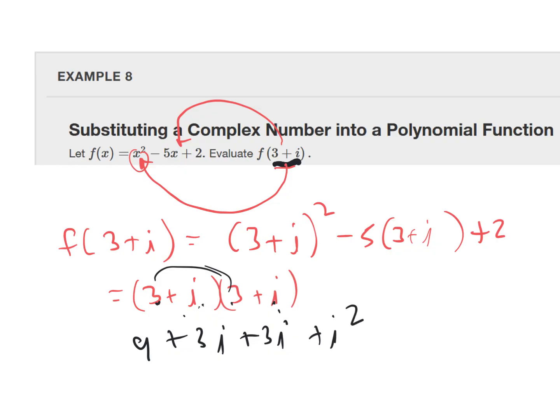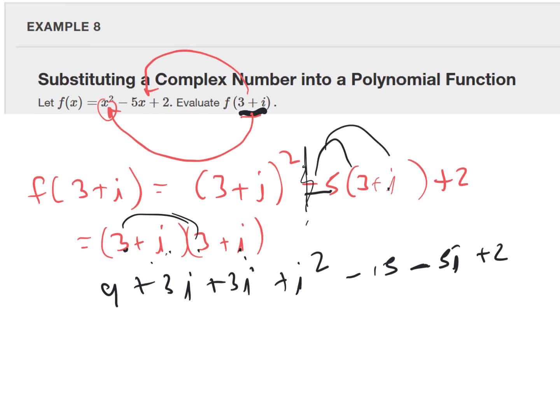Then the next part, I just did all that right up to here. Now I got to distribute this minus 5: 5 times 3 is 15, minus 5 times i is minus 5i. And bring down the plus 2. What a gobbledygook of mess. Here goes.